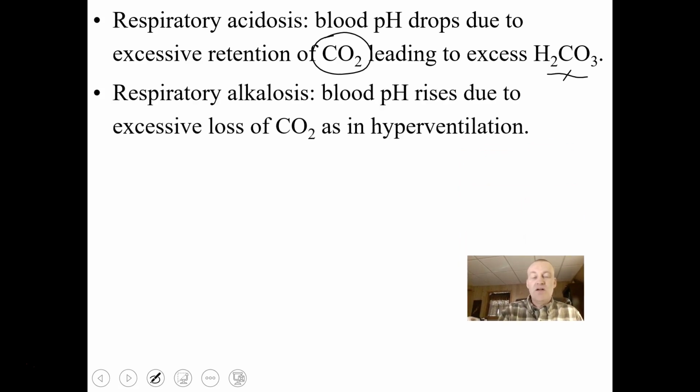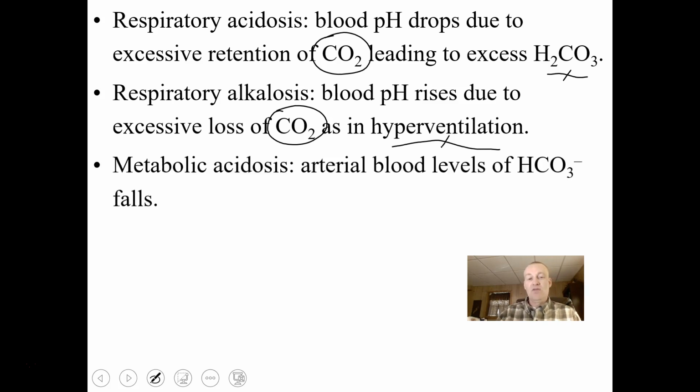Respiratory alkalosis is a blood pH rise due to excessive loss of carbon dioxide. This occurs in hyperventilation. If you ever see somebody hyperventilating, they're getting alkalosis, and it'll eventually make them pass out unless you give them a brown paper bag that they can breathe into to increase the level of carbon dioxide in their bloodstream.